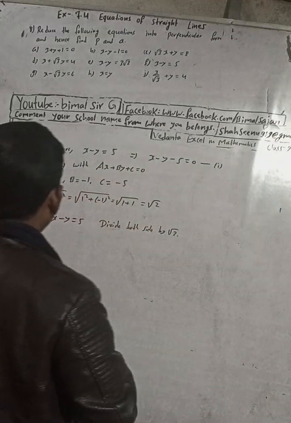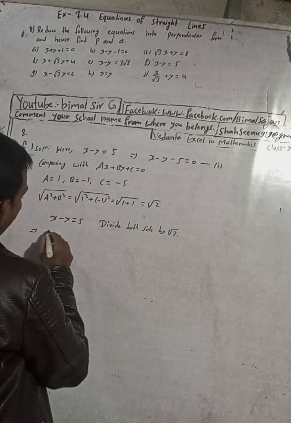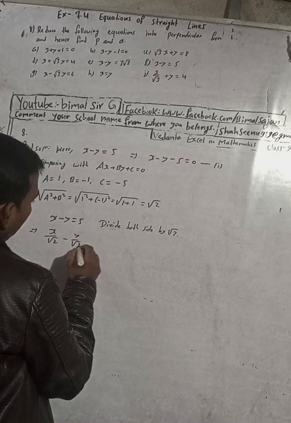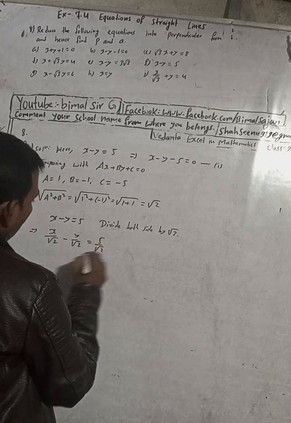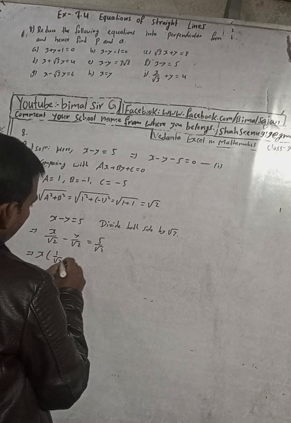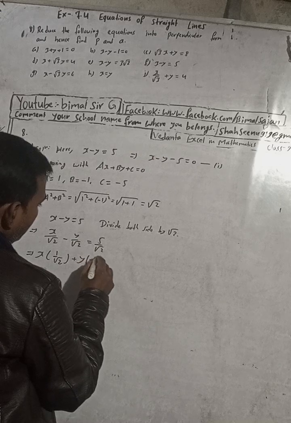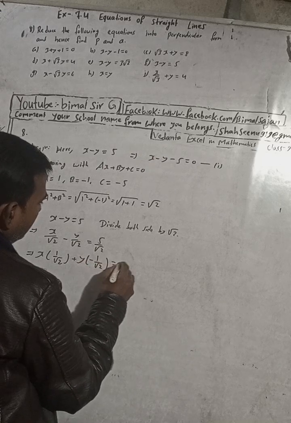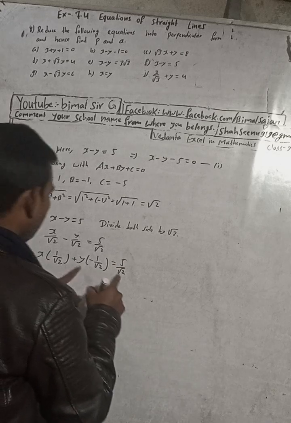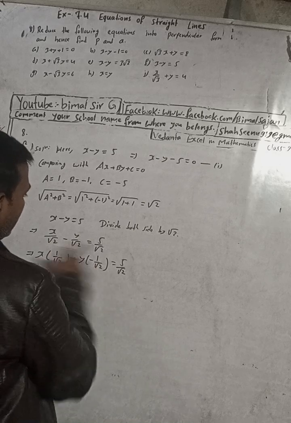Divide both sides by root 2. So now this is x by root 2 minus y by root 2 is equal to 5 by root 2. Now change it to this form: x times 1 by root 2, plus y times minus 1 by root 2, is equal to 5 by root 2. This is x cos alpha plus y sin alpha. Plus and minus is only minus. When you simplify this you will get back the same.